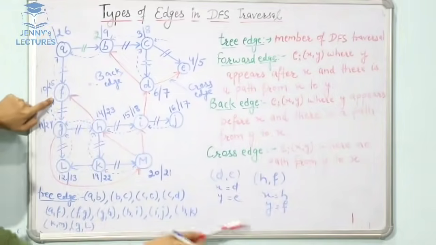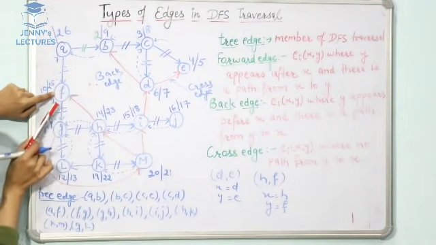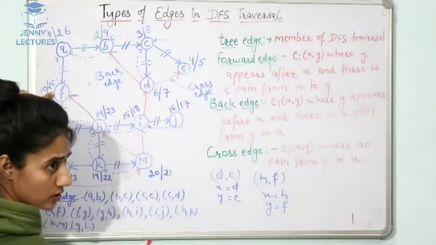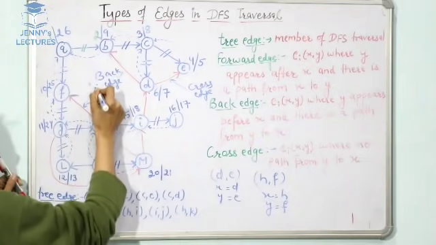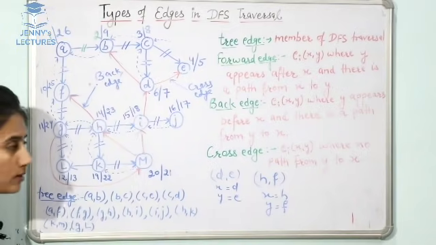Now here y is what? F. Is there any path from F to H? Yes, you can go F to G, then G to H. Both conditions have been satisfied. So this one is what? Back edge. This one is also back edge.